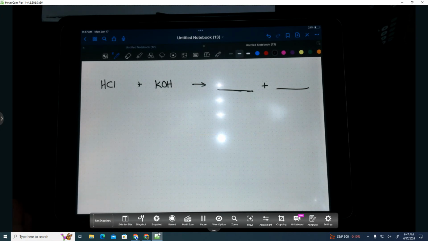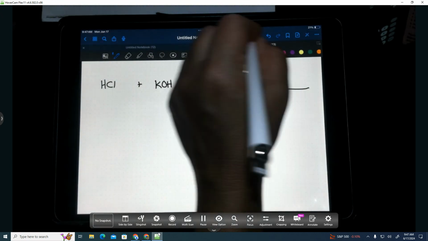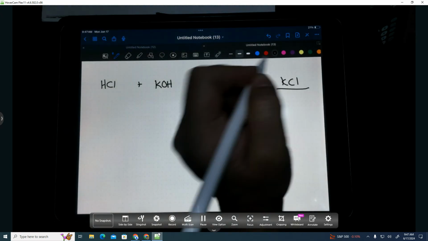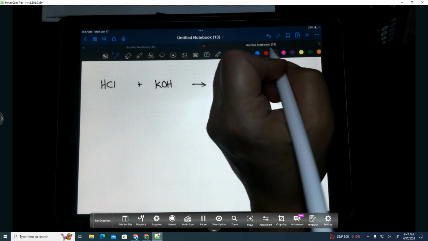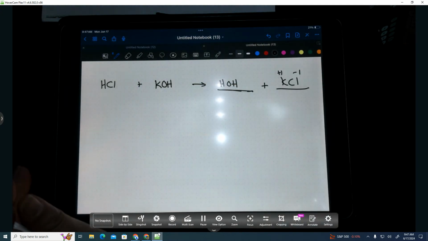Say it again. HOH, HCl, and KCl. Make sure when you write your formulas, you put your charges in and you cross them down. K is a +1, Cl is a -1, so it's nice and easy in this case, but it doesn't always have to be.